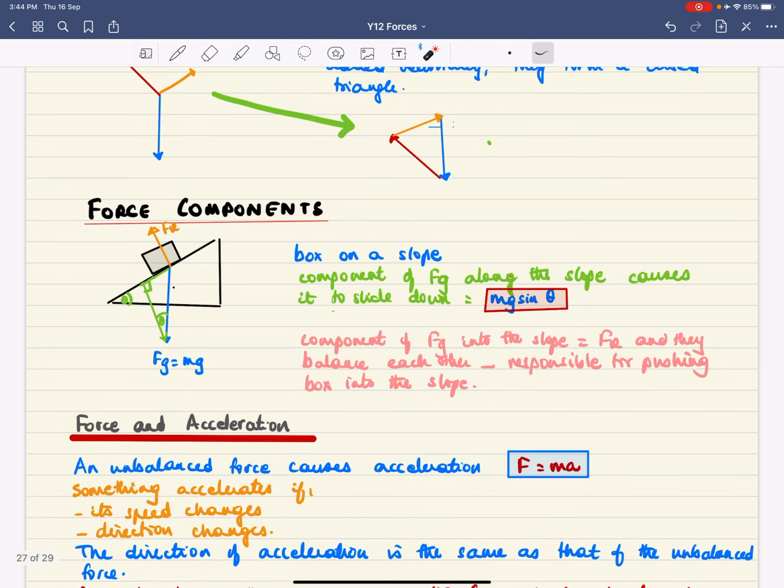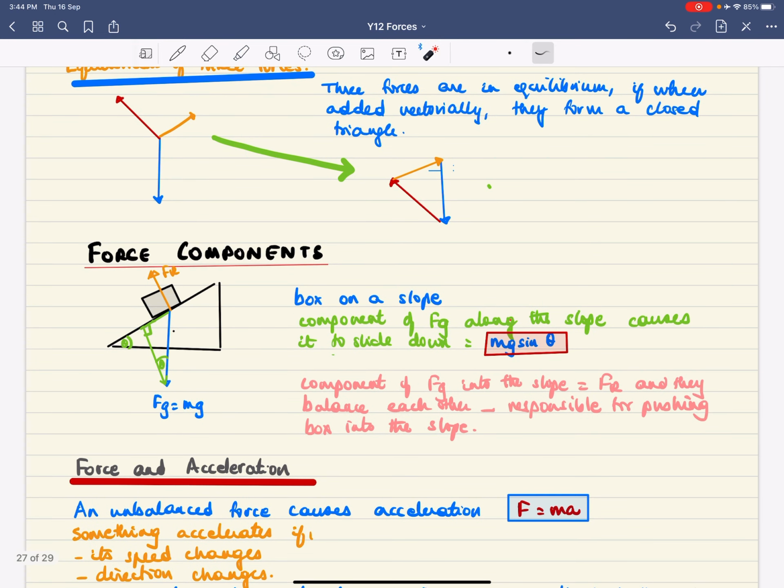Now, just looking at force components. So here's an example of a box that's on a slope. And the forces acting on the box are your reaction force, which is at right angles to the surface, and gravity force, which is mg, which is vertically down.